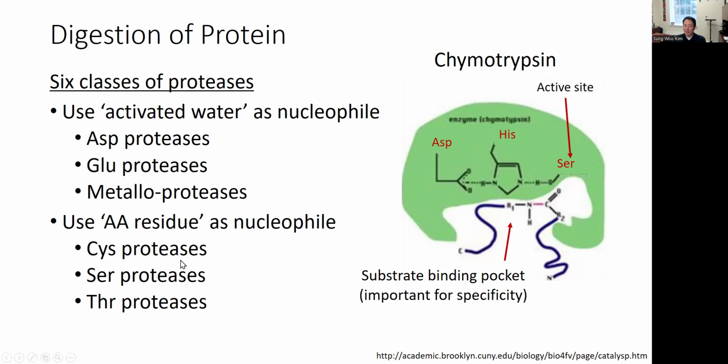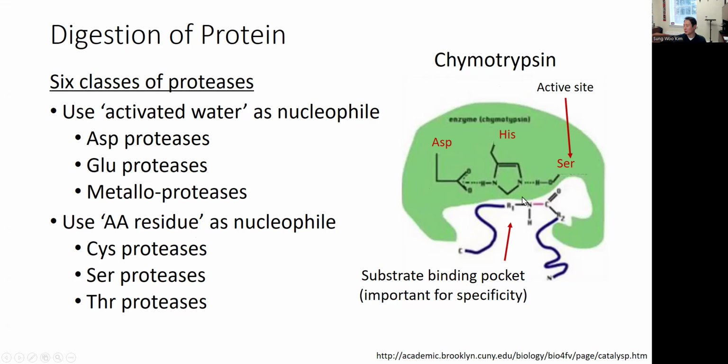But the other 3 types, the proteases that we more commonly see, are the cysteine proteases, serine proteases, and threonine proteases, and they use amino acid residues as a nucleophile to attack the peptide bond. So as an example here, I'm showing you chymotrypsin. This is just a rough drawing, okay? And chymotrypsin belongs to serine protease, okay? So chymotrypsin is a serine protease.